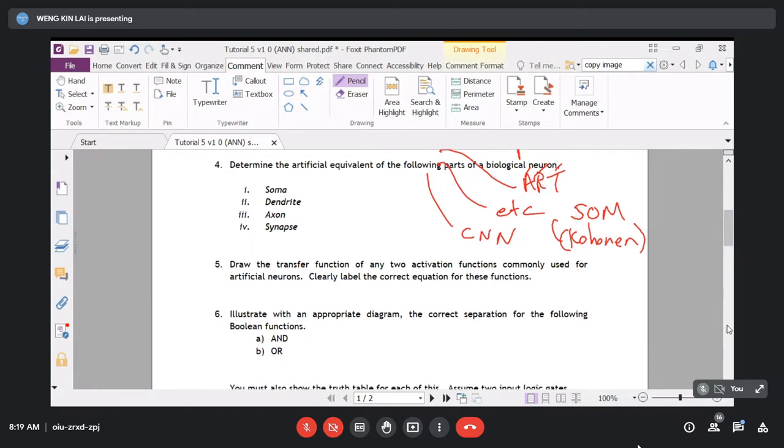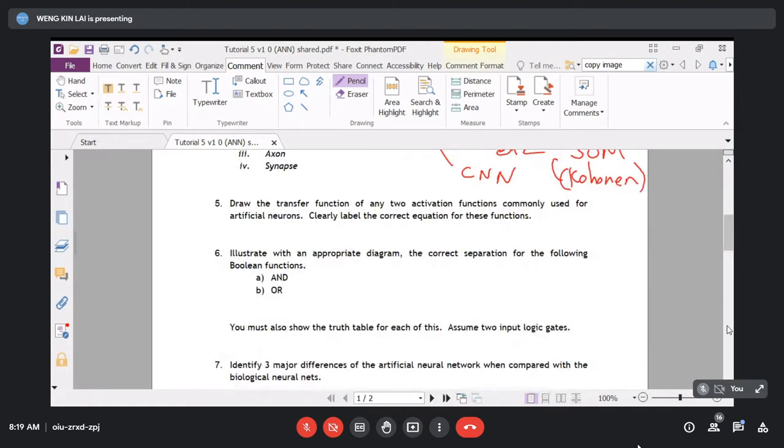Now, question five. We have looked at the various types of neurons. Although the perceptron is very simple, a single artificial neuron, it has another function, right? The first part is to sum up all the weighted inputs. I would highlight the words weighted inputs. It's not just the inputs themselves, but the weighted inputs. And after you sum up everything, you have to pass it through a transfer function or activation function. So here, I just want you to name just two types, right?